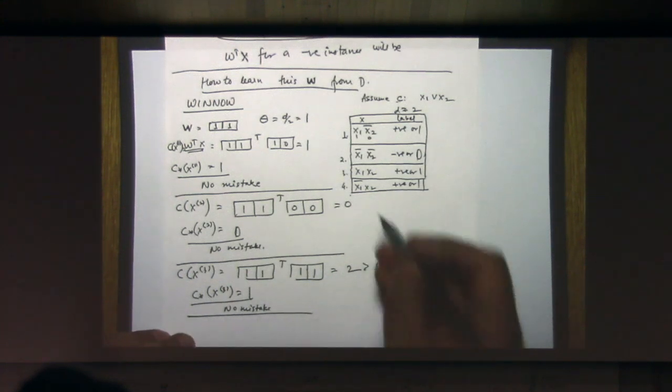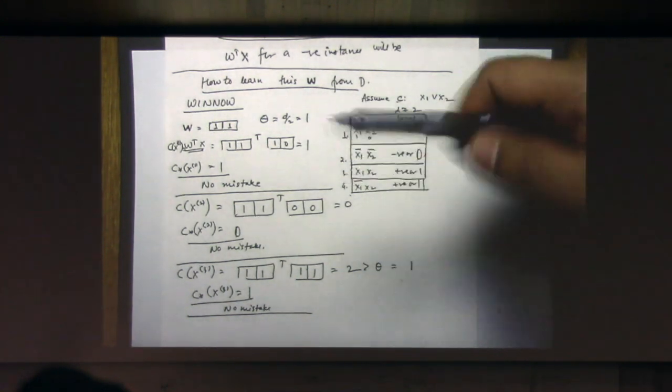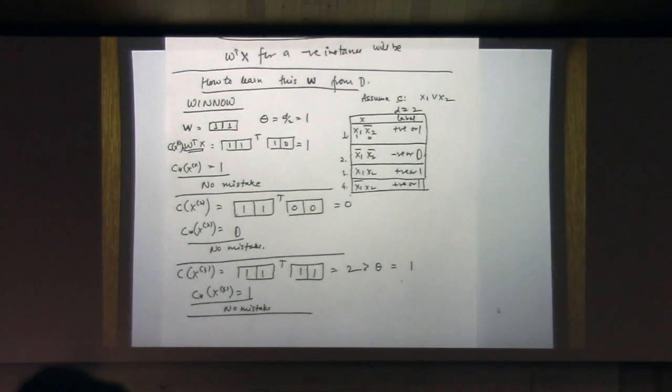And I won't do the fourth one, but what you'll see is even in the fourth one, there is no mistake. So at the end of it, you have gone through your training data set. In this case, your training data set basically was all of your data. But at the end, you didn't update your weight at all because you started with the right weight. So you were lucky.